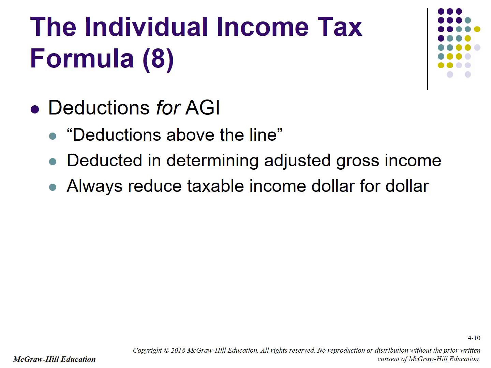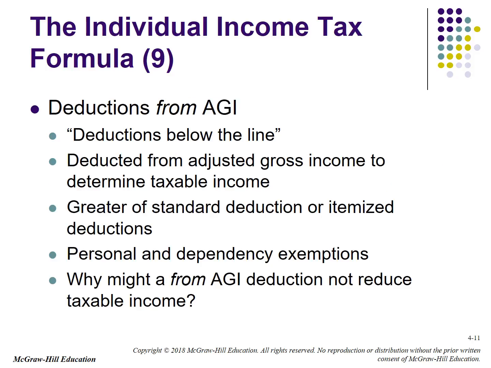Deductions for AGI we call deductions above the line. The line in taxes is adjusted gross income. So any deduction we can take before having that dollar amount of AGI is a deduction for AGI. Deductions from AGI are referred to as those below the line. So we were talking about those.